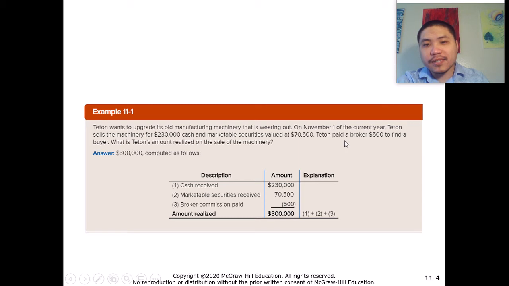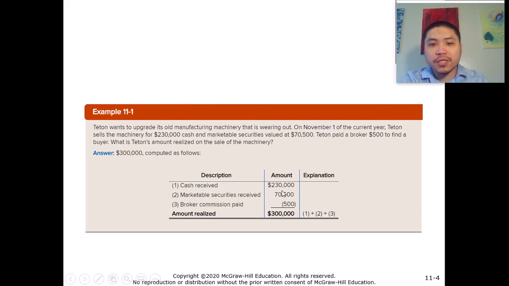And they have to pay brokers $500 to find buyers. So this is like a middleman, right. So the question asks, what's the amount realized from the sale of the machine? To calculate that, we just follow the formula. We take the cash amount plus the fair market value of other properties in exchange as well, which is $70,500.